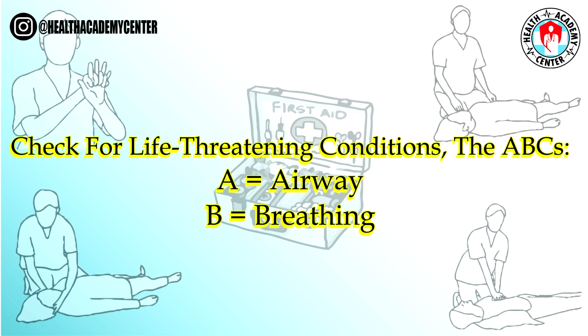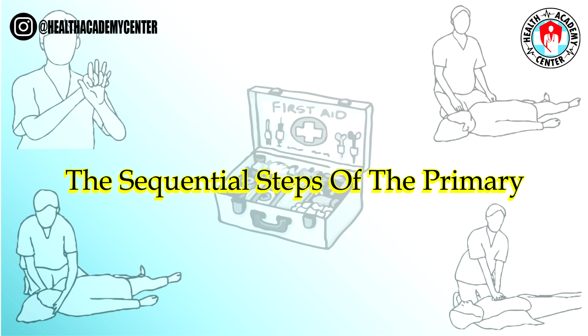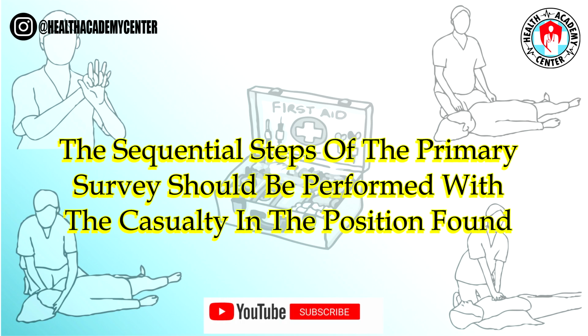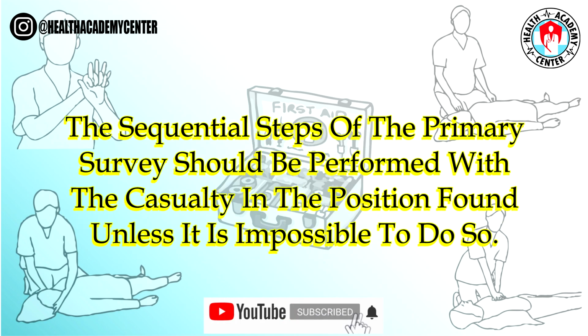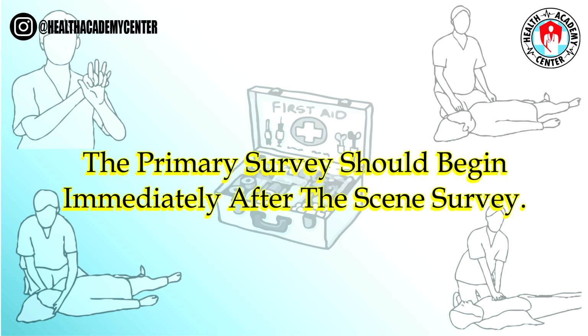Primary survey. Check for life-threatening conditions, the ABCs. A. Airway. B. Breathing. C. Circulation. The sequential steps of the primary survey should be performed with the casualty in the position found, unless it is impossible to do so. The primary survey should begin immediately after the scene survey.